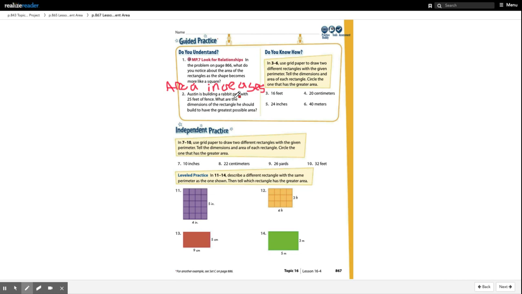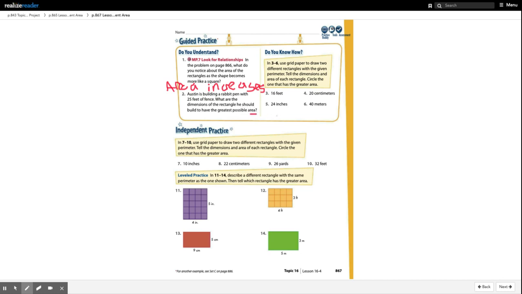Let's look at number 2. Austin is building a rabbit pen with 25 feet of fence. What are the dimensions of the rectangle he should build to have the greatest possible area? So as I've mentioned before, it's always important to annotate, even for math when you have word problems. So there's one word there that's going to help you. And you can ask yourself, am I trying to add by finding the perimeter, or am I going to find the area and I need to multiply? So if you went back and looked and noticed the word area, you're right.